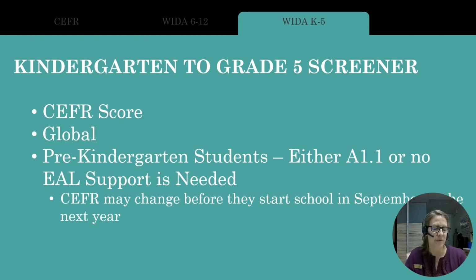For pre-kindergarten students, you will see either A1.1 or no EAL support is needed. If English is their dominant language, we would indicate no support is needed. Please note that this score may change significantly before the child starts school in September of the next year, but we want to make sure that they get support if it is needed.